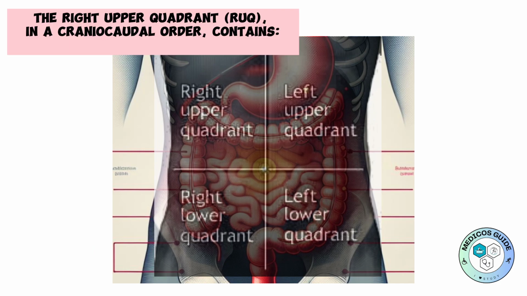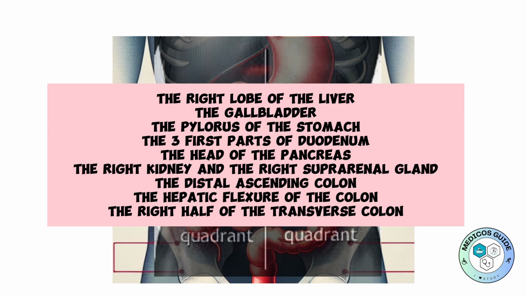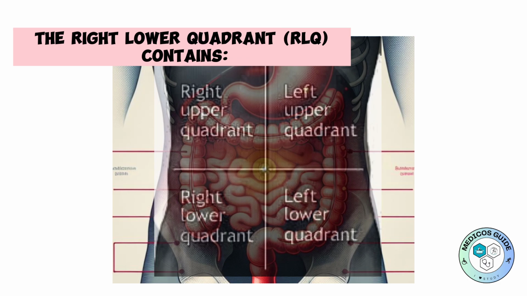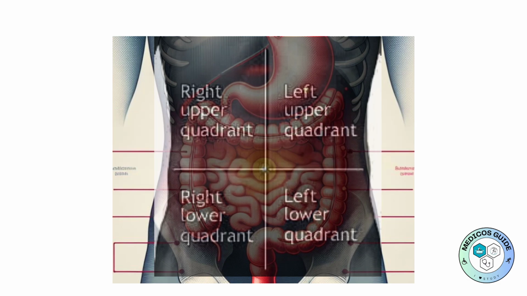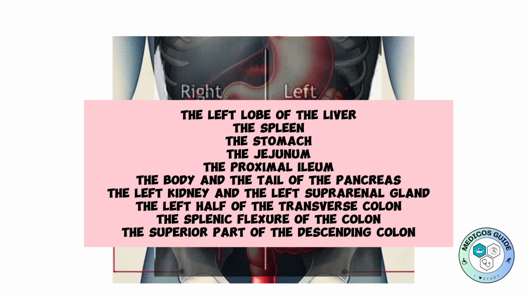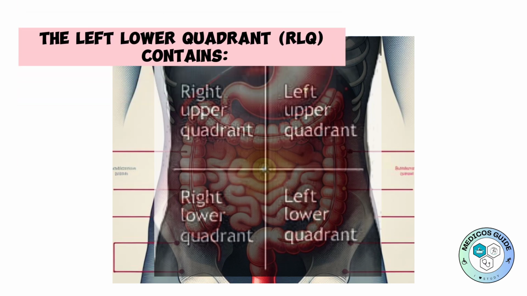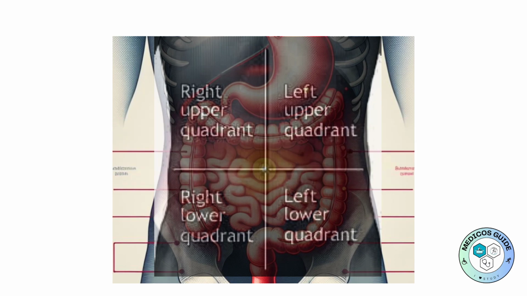In the right upper quadrant, we find treasures like the liver, gallbladder, and parts of the stomach and intestine. Meanwhile, the right lower quadrant houses the appendix, ileum, and cecum, like hidden gems waiting to be discovered. Over in the left upper quadrant, we uncover treasures such as the spleen, pancreas, and a portion of the stomach and colon. And descending into the left lower quadrant, we unearth the sigmoid colon and reproductive organs.